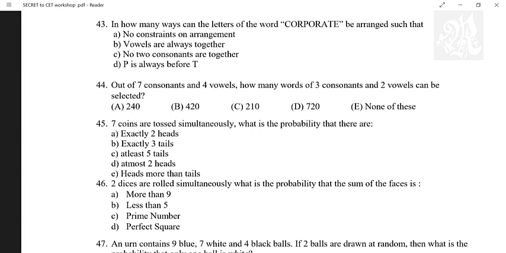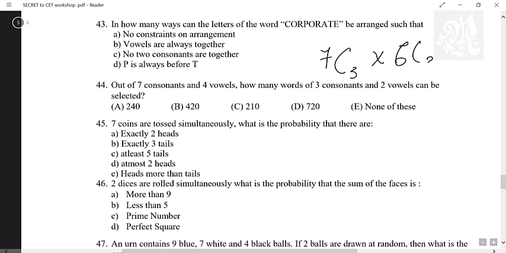Let's look at a selection question. Out of 7 consonants and 4 vowels, how many words of 3 consonants and 2 vowels can we select? Now when you have selection, it's just plain combination. So I can take any 3 out of 7 and any 2 out of the 4. Just multiply these 2 and that will be the answer.